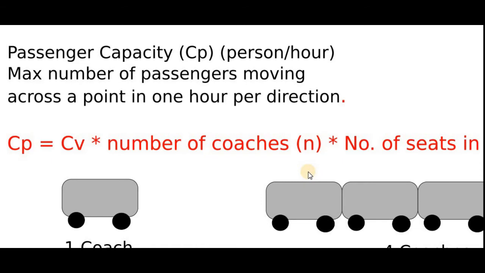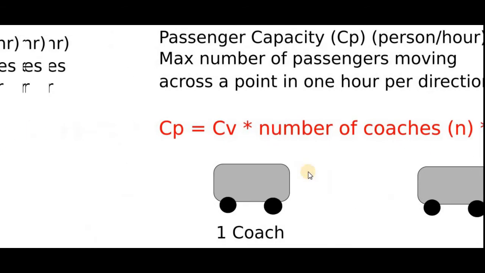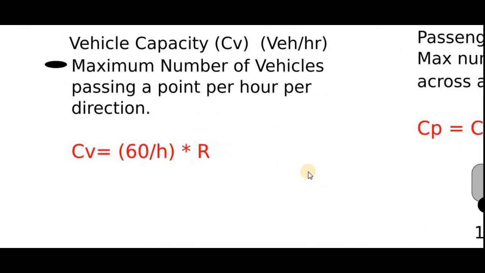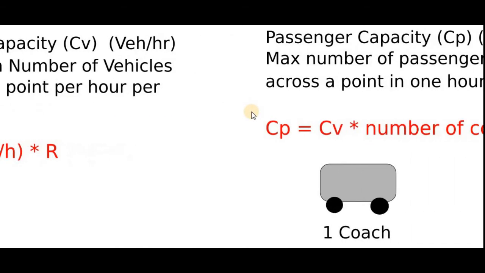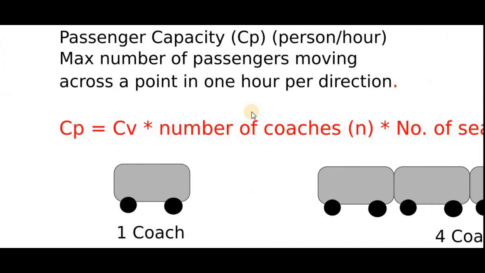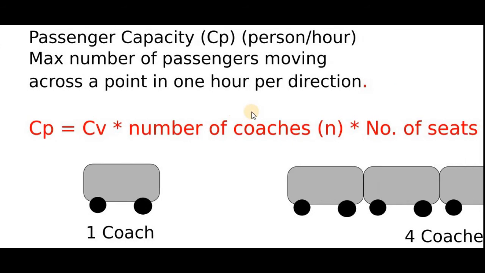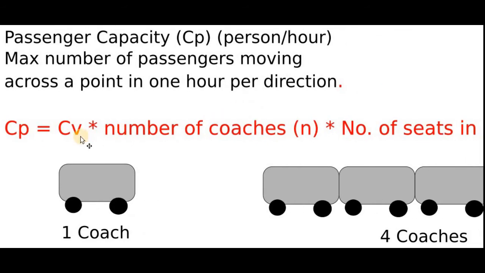What is your Cv? Cv is nothing but the vehicle capacity, the number of vehicles passing through a point. And passenger capacity is the number of passengers moving across a point. So Cp is equal to Cv, your first thing, vehicle capacity, into N, the number of coaches.